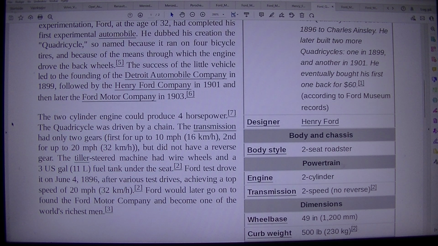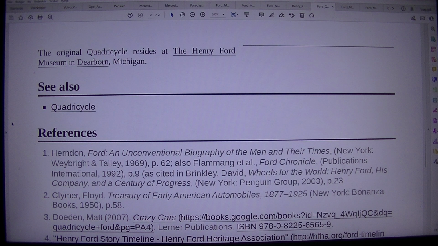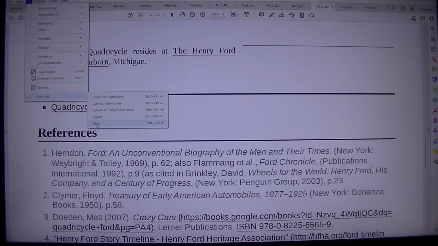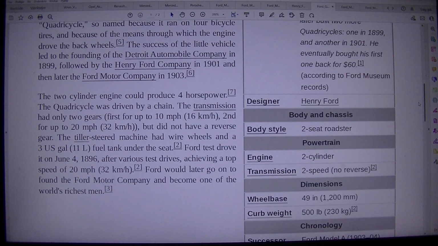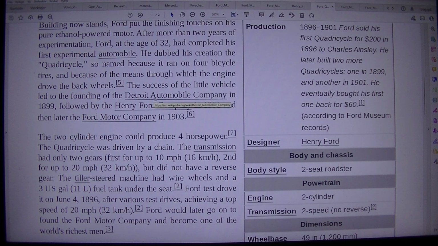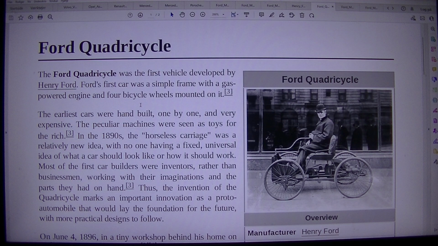Ford would later go on to found the Ford Motor Company and become one of the world's richest men. The original quadricycle resides at the Henry Ford Museum in Dearborn, Michigan. See also, references. Good. I have to look at these links: Detroit Automobile Company, Henry Ford Company. So that was the first car. Actually, you could build it again.